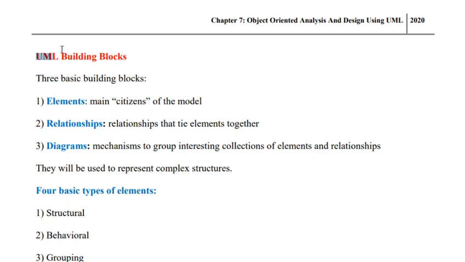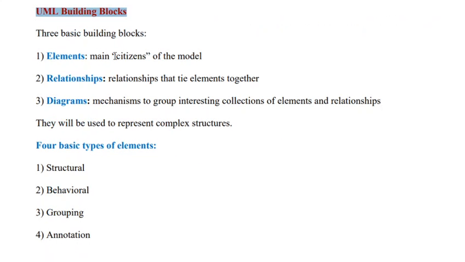Now, let us try to understand UML building blocks. UML basically has three building blocks: elements, relationships, and diagrams. Elements represent the citizens of the model, and are capable of expressing structure, behavior, grouping, and annotation. This may be a structural element, a behavioral element, a grouping element, or an annotation element.